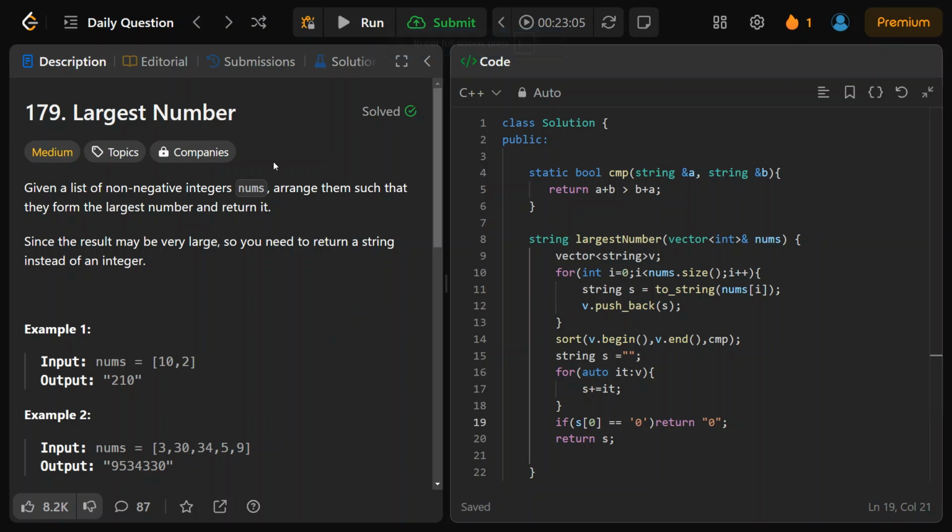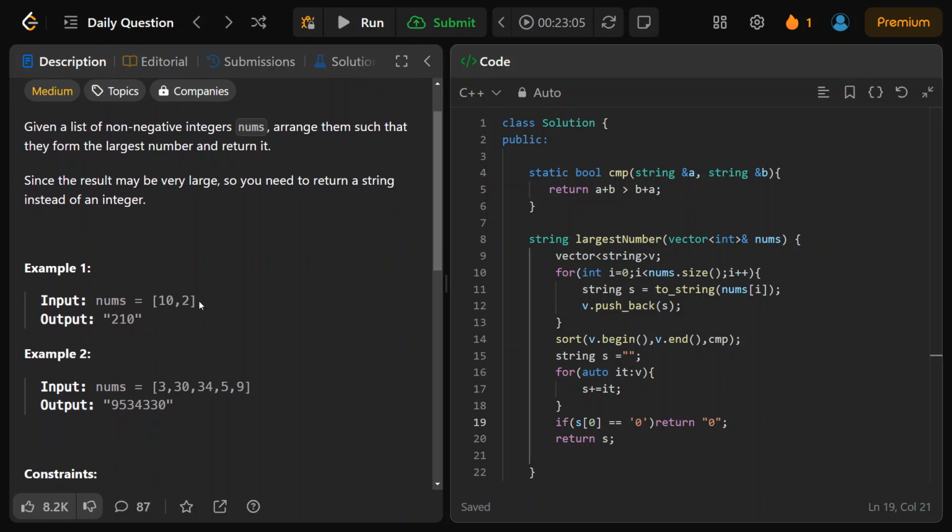So today's LeetCode Daily Challenge problem is Largest Number. So what does the question state? You are given a list of non-negative integers, nums, and you have to arrange them such that they form the largest number and then return it. Now since this result may be very large, you need to return a string instead of an integer.